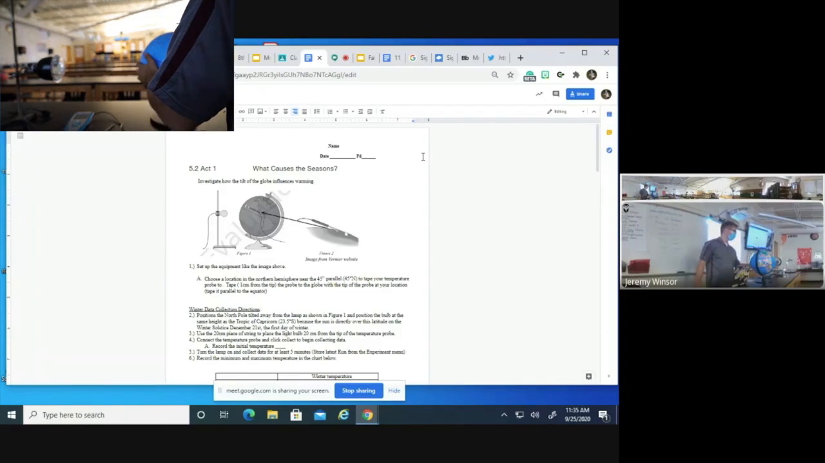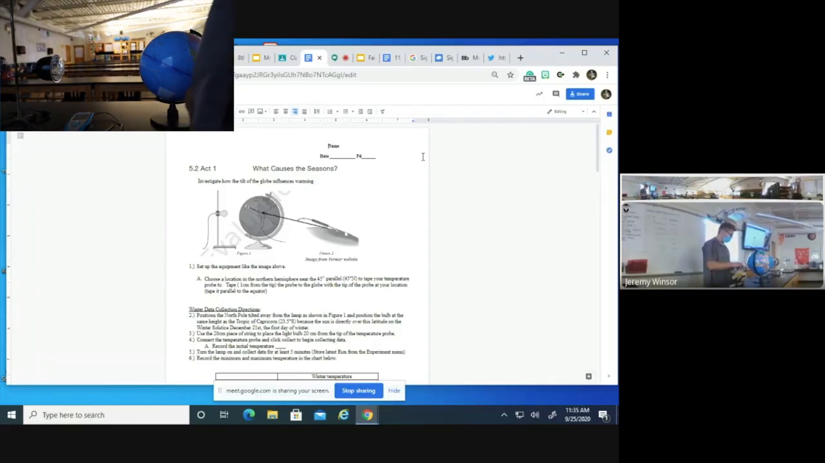N through Z, and sixth graders N through Z report to the gym for pictures.